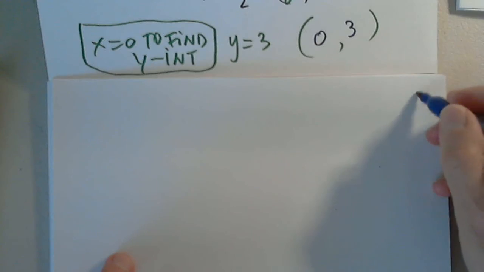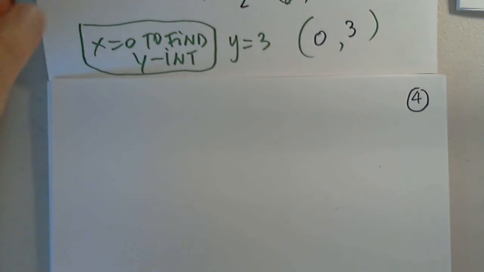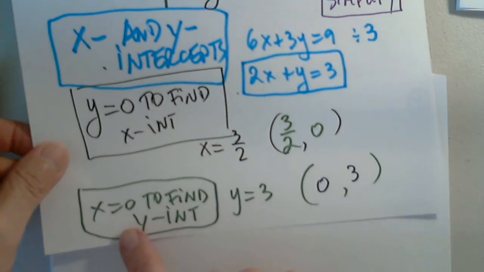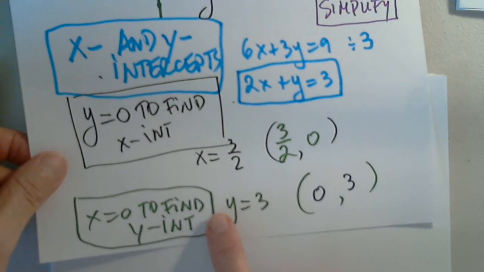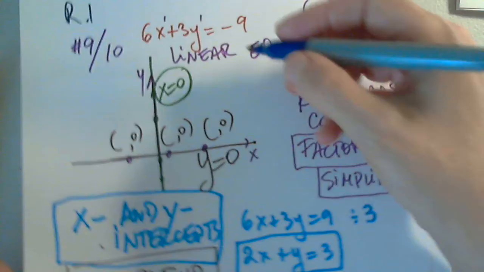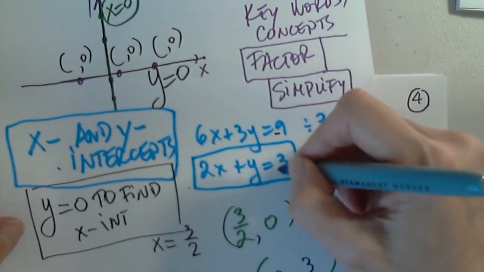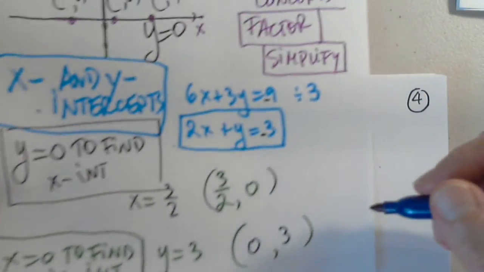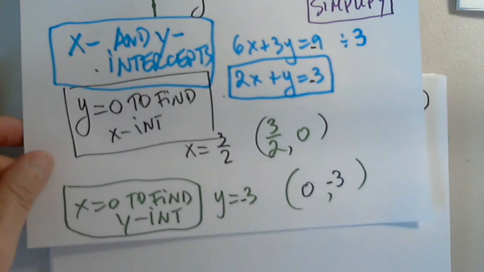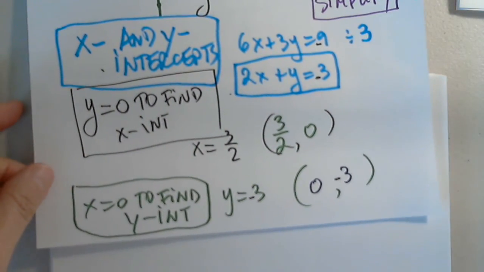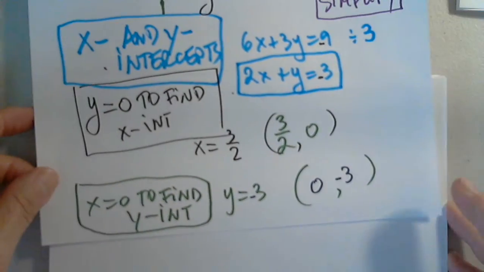So let's graph. Excuse me, is 3 supposed to be negative? When x is 0? No, because when you first wrote it, 9 was negative. Yes, of course. Thank you. My mistake.